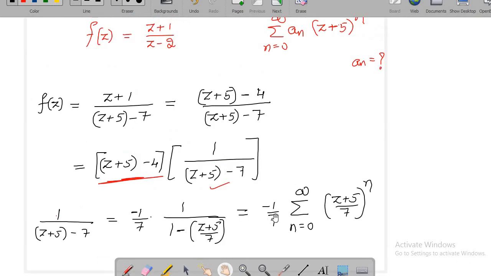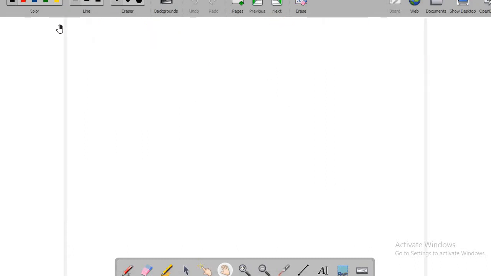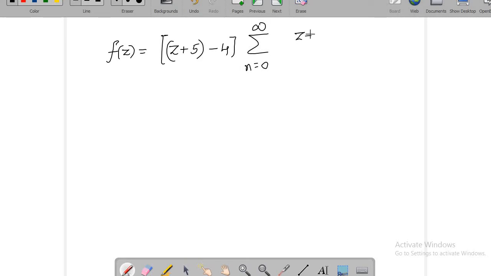Now you can take this negative 1 by 7 inside of this function. Then now let me write what f of z is directly. f of z equals z plus 5 minus 4, this multiplied with summation n equal to 0 to infinity. I have z plus 5 whole power n by 7 to the power of n plus 1 minus.